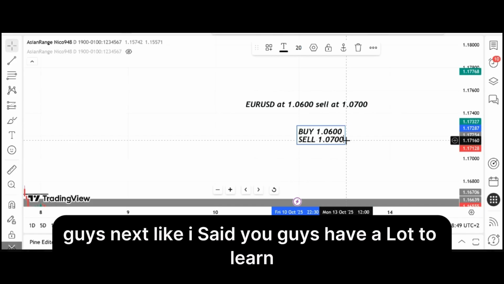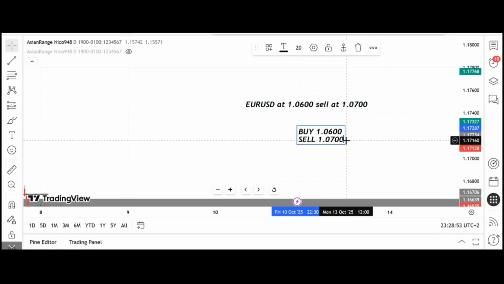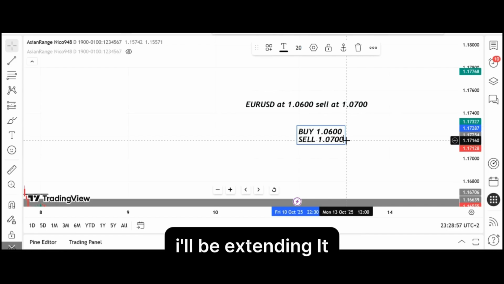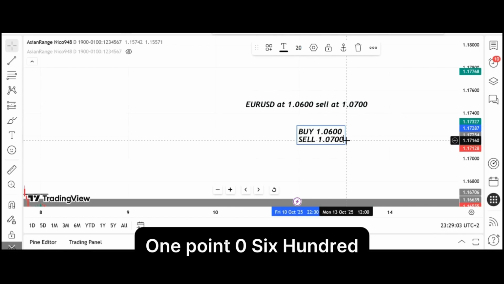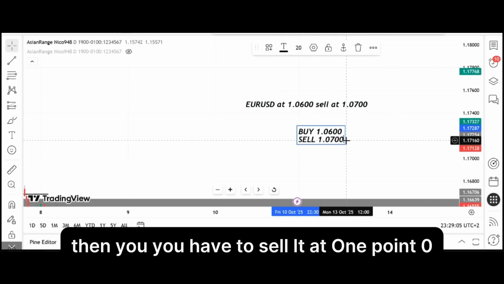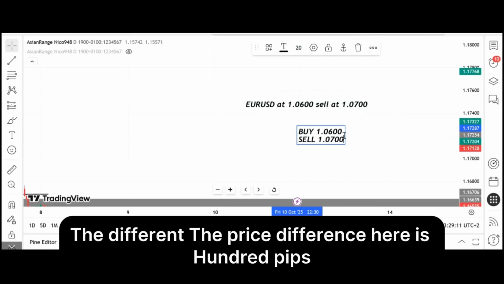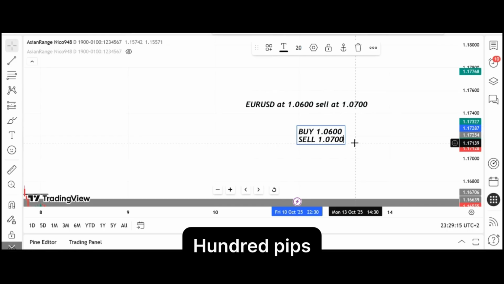Like I said, you guys have a lot to learn. I'll be extending the duration, the time. So if you buy Euro USD at 1.0600, then you have to sell it at 1.0700. This is what we call 100 pips. The price difference here is 100 pips. You can see it, 100 pips.